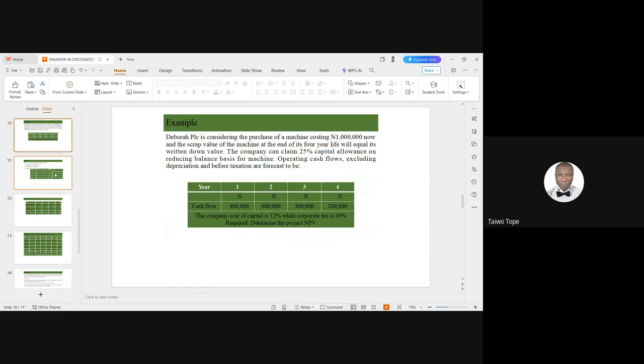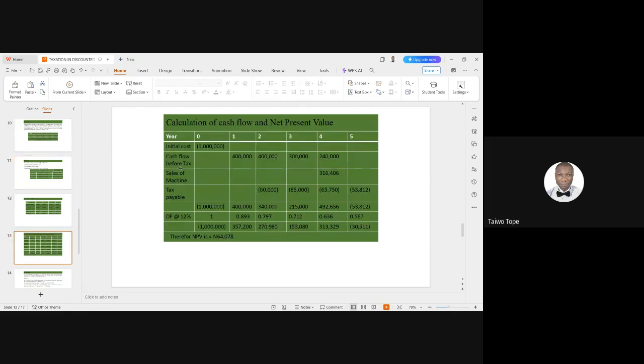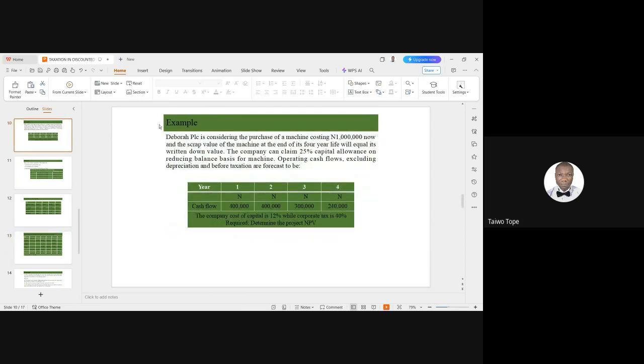It is 1 million. Take note, that is an outflow and you have it in brackets. The various cash flow before tax is given as what? In year one, 400, in year two, 400, in year three, 300, and in year four, 240,000. Now, take note, as at the end of the machine lifespan, it is said that the scrap value of the machine at the end of its 4 year life will equal to what?